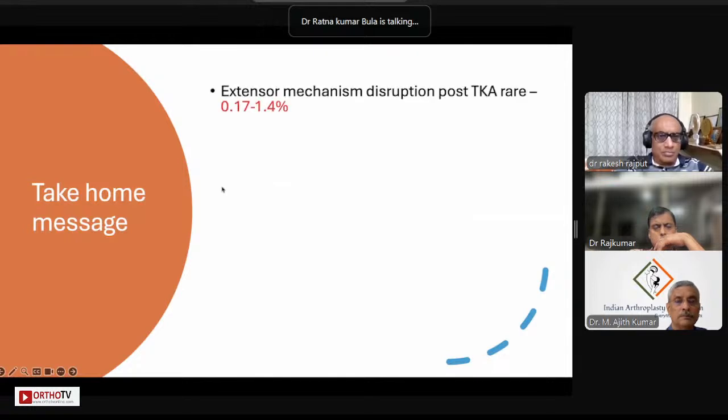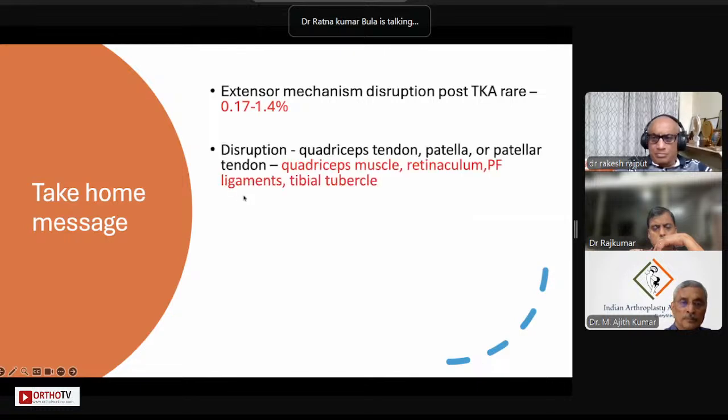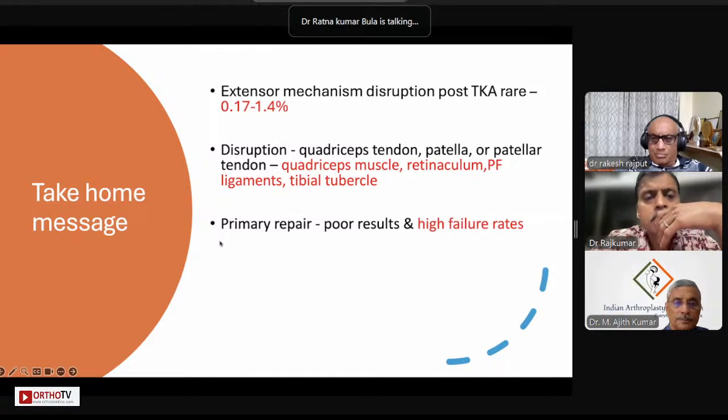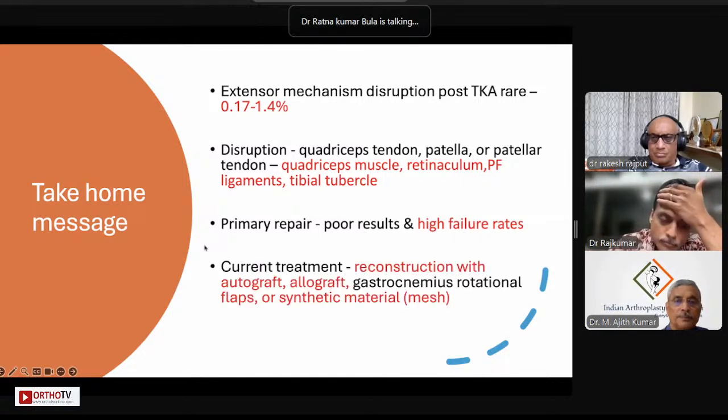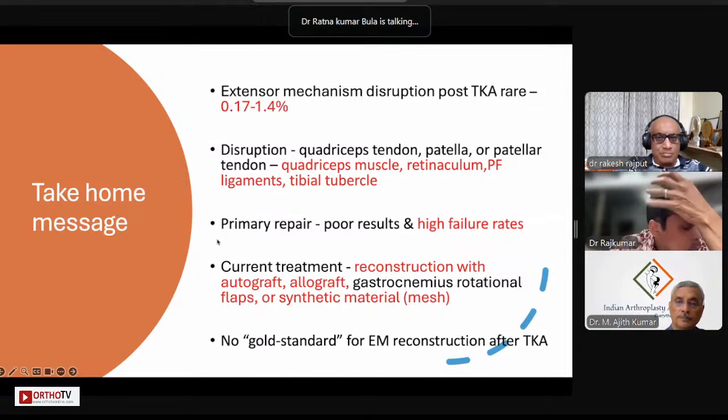Take-home message: extensor mechanism disruption is very rare in the literature, almost up to 0.1 to 1.4% only. So disruption can be suprapatellar, patellar, or intrapatellar. Primary repair has high failure rates, and in the current treatment protocol the repair should always be augmented with allograft or synthetic material or even fascial flaps. There is no gold standard method for the fixation of this extensor mechanism reconstruction, sir.